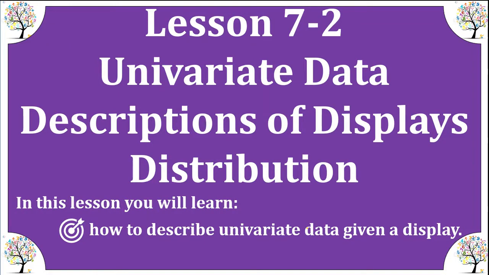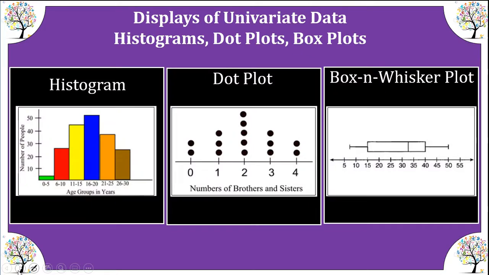In this lesson, we're going to learn about how to describe univariate data displays. So here are a few displays for univariate data that you are familiar with. We have histograms, dot plots, and box and whisker plots.